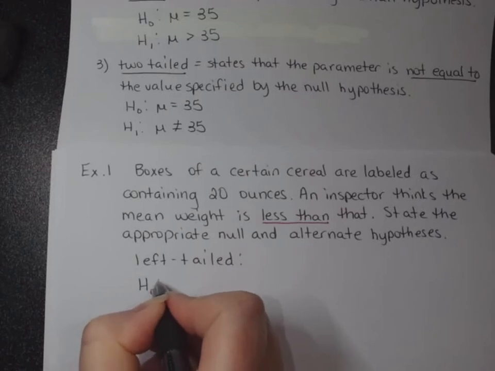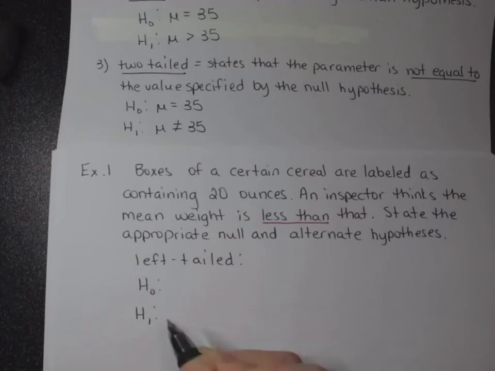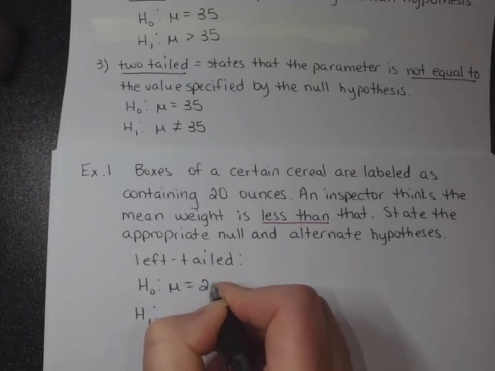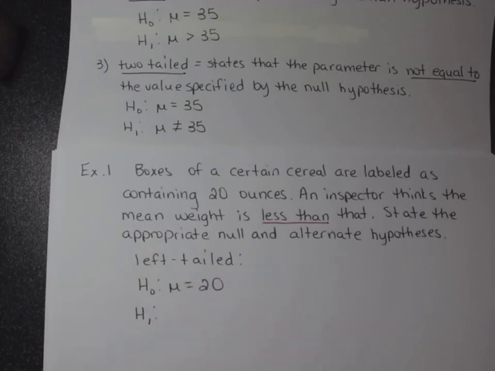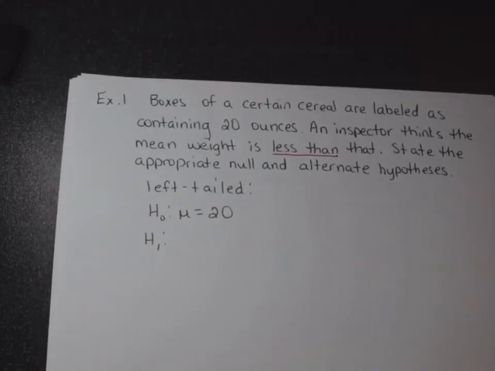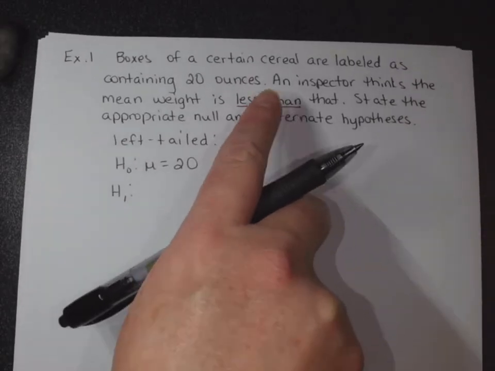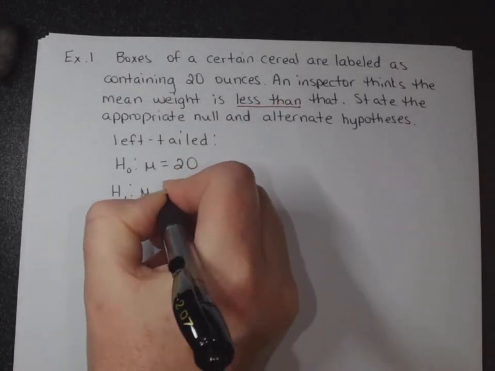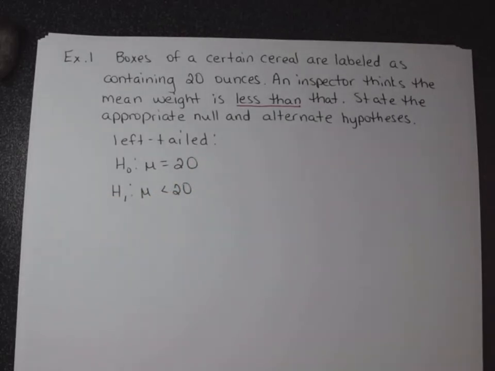And so we need to learn how to set up our null and alternate hypothesis. The null hypothesis will be the same no matter what kind of test it is. So with the null hypothesis, you start off with, we're pretty sure that most boxes are going to average 20 ounces because that's what the label says. But the alternate hypothesis is what the inspector actually believes is happening. He thinks that there is something less than 20.